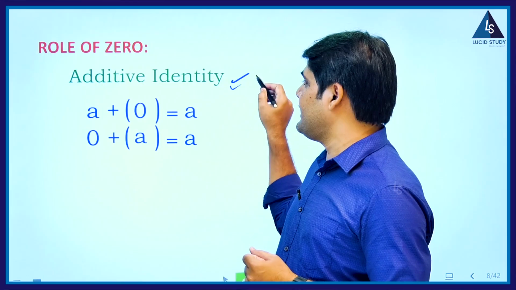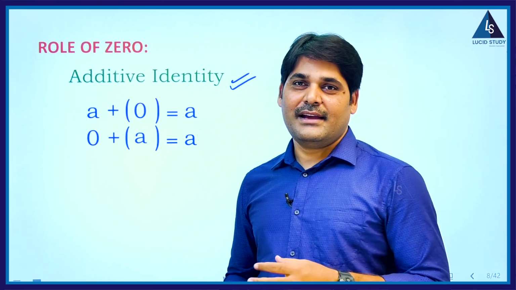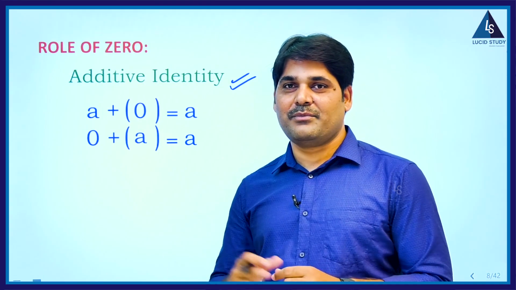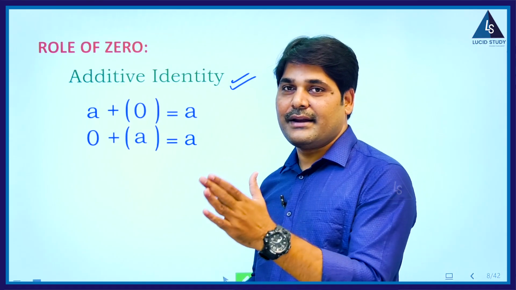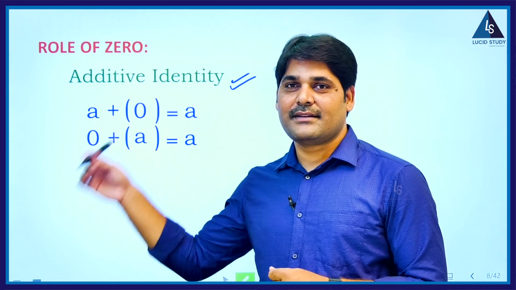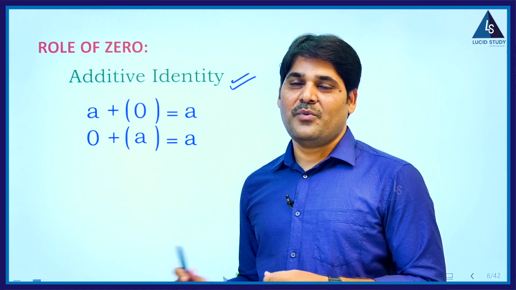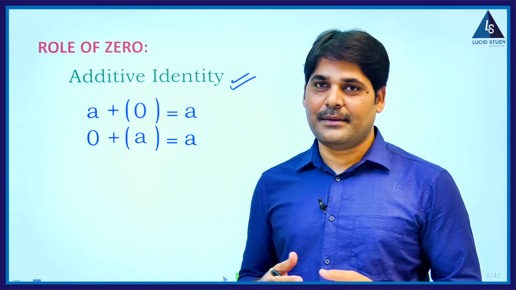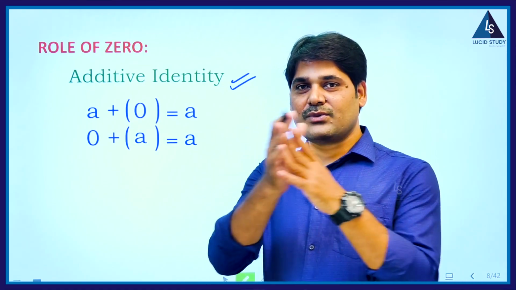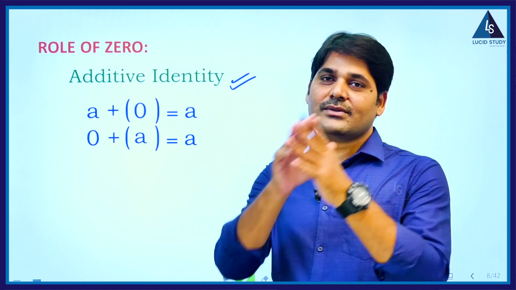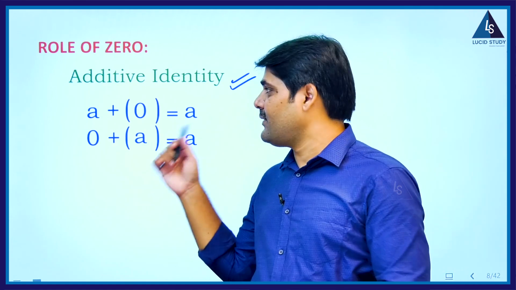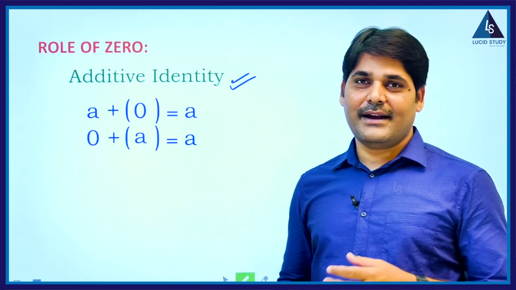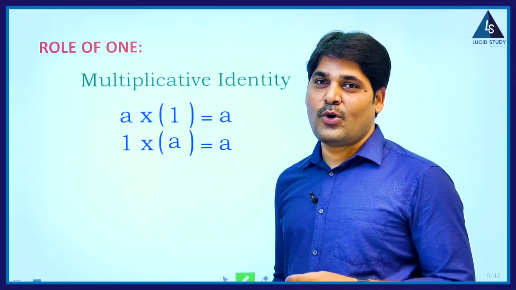additive identity. Okay, in exam 1 mark question direct bit for you. What is additive identity? 0. Why 0 is additive identity? Because 0 is added to something or something added to 0, answer will be the same thing. Okay, so that is why 0 is said to be additive identity. Understand? Next, role of 1.